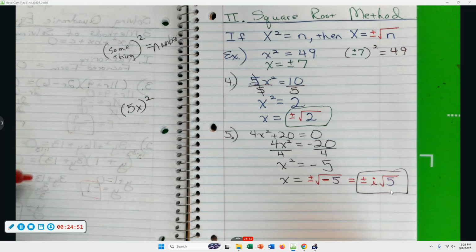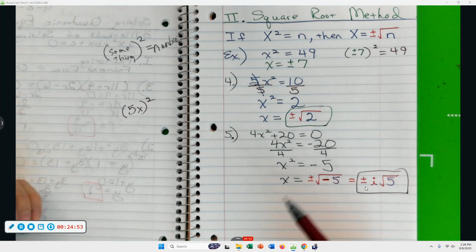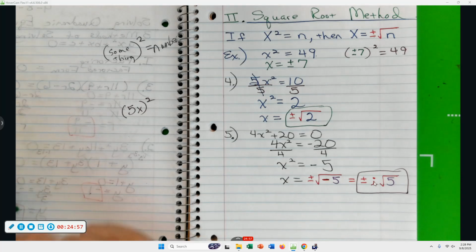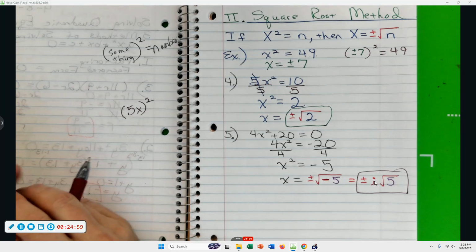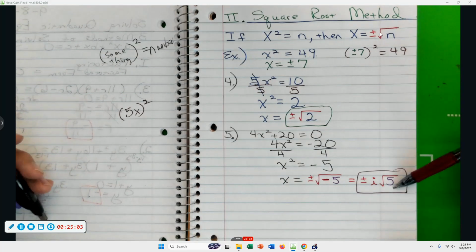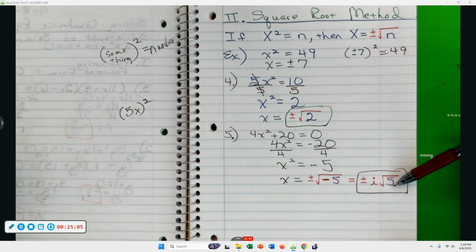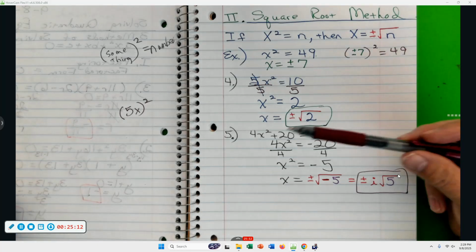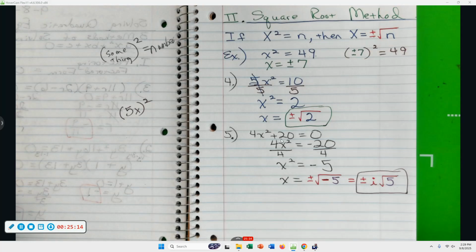When we're factoring quadratic expressions, we don't get imaginary solutions because you don't wind up with x squares inside the parentheses and taking square roots of negatives. But the square root method can give you imaginary solutions as well as real solutions. So that's one thing that's nice. We're able to get an imaginary solution for this question on number 5.